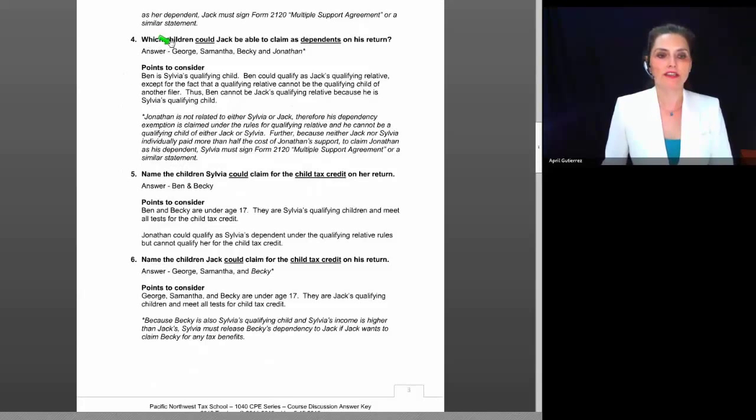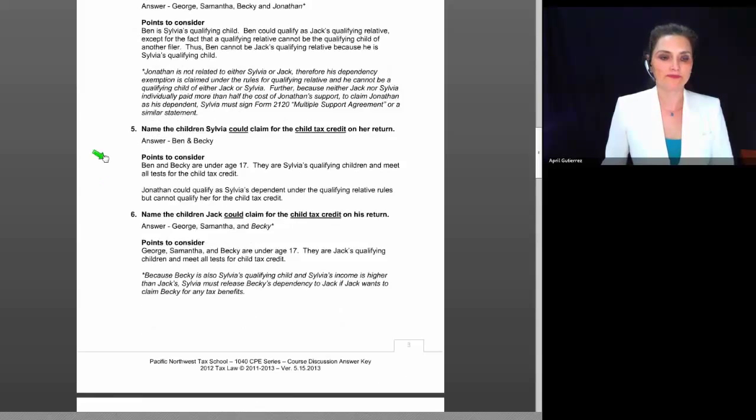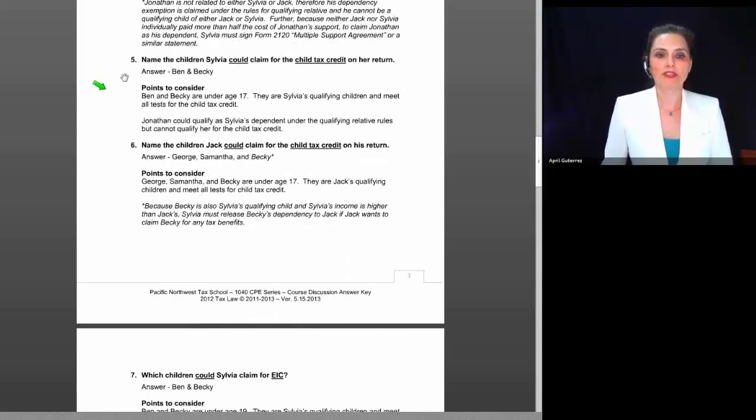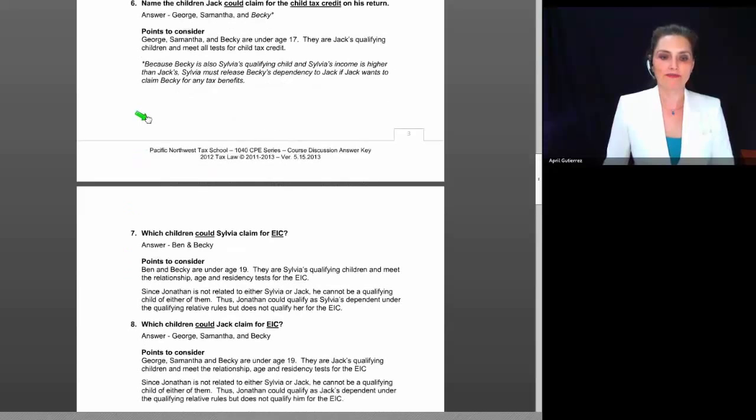Well, the answer is he can claim George, Samantha, Becky, and Jonathan. Ben is not an option. Name the children Sylvia could claim for the child tax credit. The answer is Ben and Becky. The children that Jack could claim for the child tax credit are George, Samantha, and Becky.